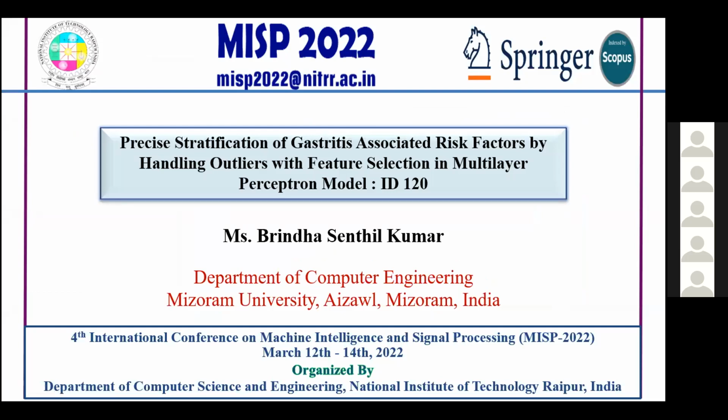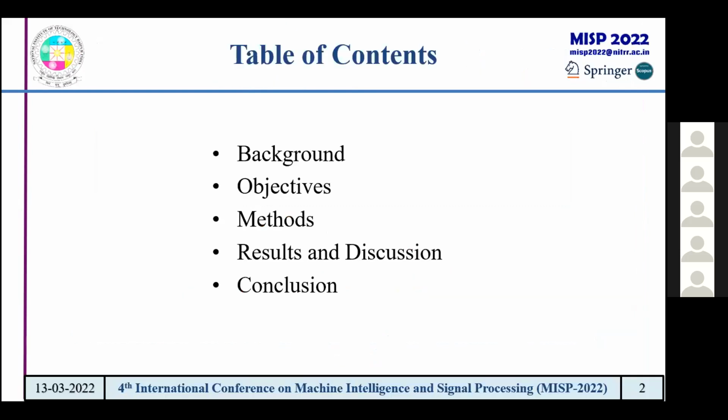I'm Brinda Senthil Kumar. Today, we are going to present our paper, Precise Stratification of Gastritis-Associated Risk Factors by Handling Outliers with Feature Selection and Multi-Layer Perceptron Model. Our paper ID is 120. I'm a scholar from the Department of Computer Engineering, Mizoram University. The next few slides talk about background, objectives, methods, results and discussion, and conclusion.